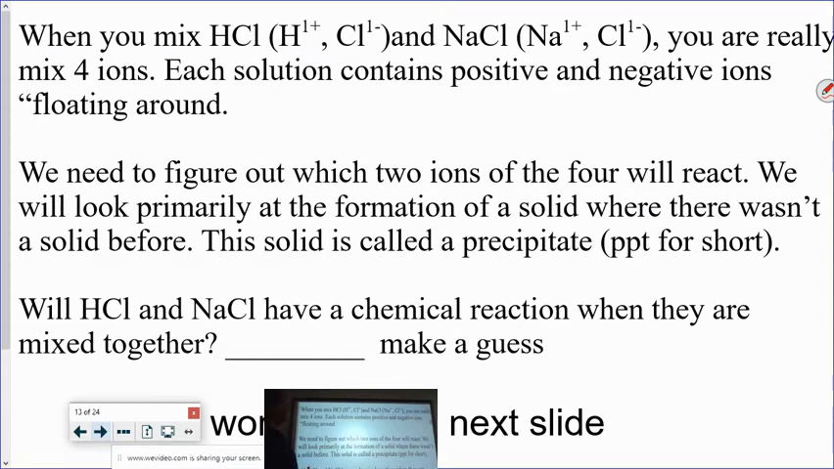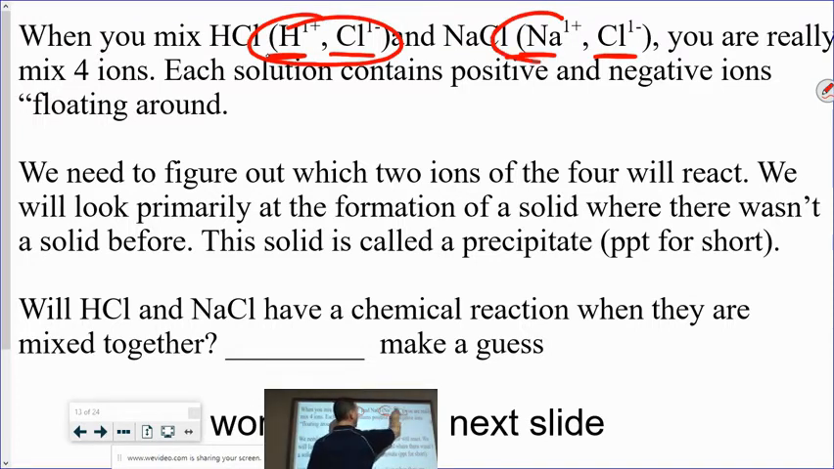So when you mix hydrochloric acid, you have hydrogen ions and chloride ions. And when you have sodium chloride solution, you have sodium ions and chloride ions. You're really mixing these four ions. So we're mixing these two ions with these two ions when we put them together in a test tube. We need to figure out which two ions of the four will react. We'll look primarily at the formation of a solid where there wasn't a solid before. And again, this is called a precipitate, or PPT for short.